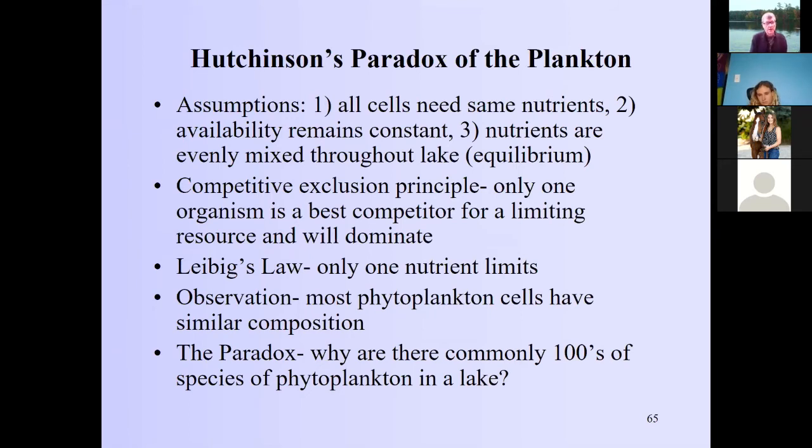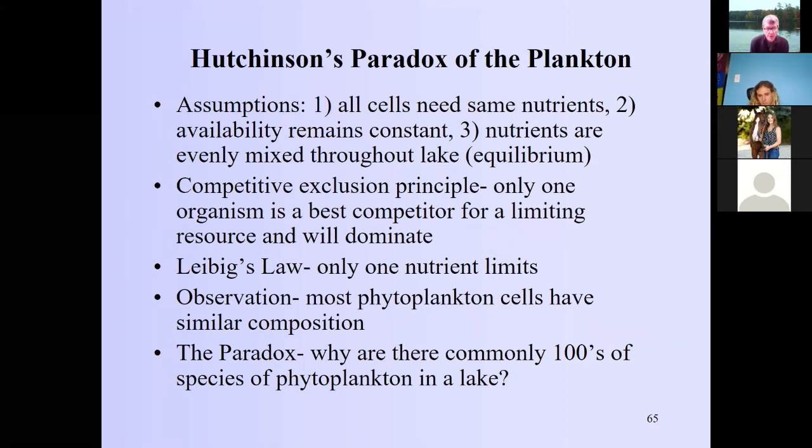And then Hardin had this thing called the competitive exclusion principle. And that because of variability of different species of organisms, only one species is the best competitor for a limiting resource and will dominate. So if there's one species that's the best competitor for light, it's going to take over for all the rest if light's a limiting resource. And Liebig's law says only one nutrient limits.